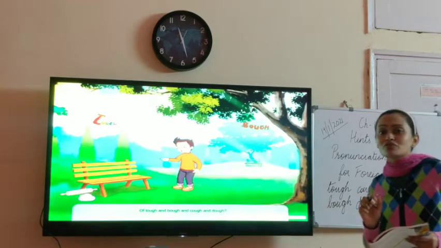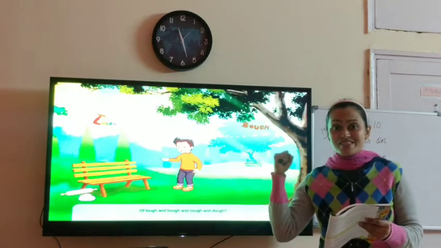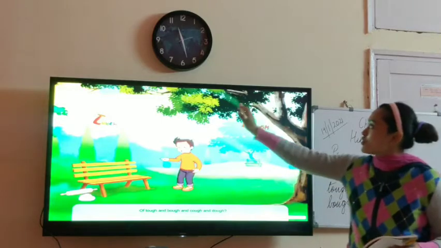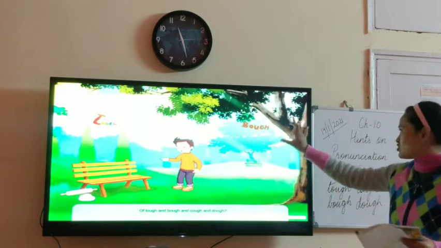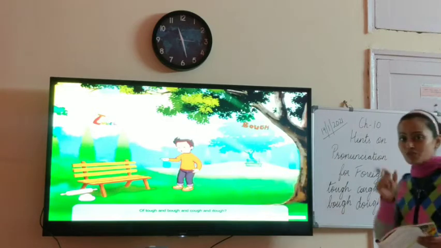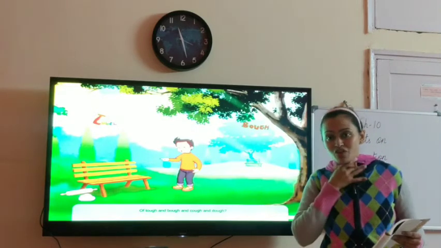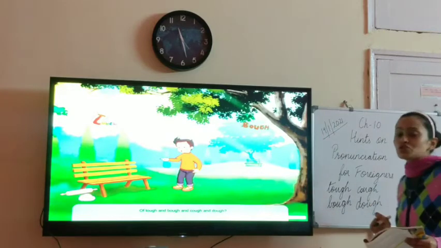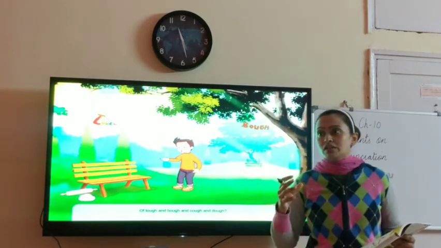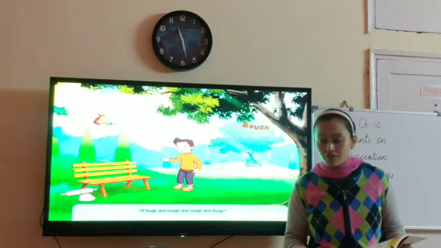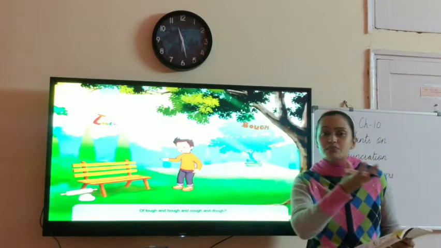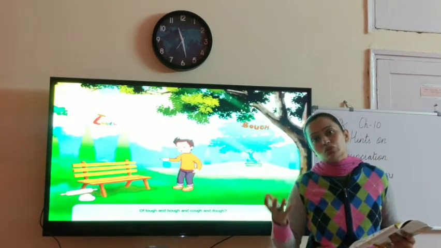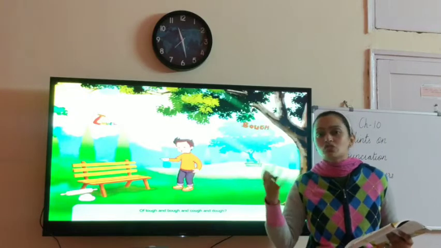Tough. What is the meaning of tough, children? Strong. What is the meaning of bough, children? Bough is a branch of a tree, the main branch of the tree. Cough. You know the meaning of coughing, children, when we cough, right? Then dough. What is dough, children? When your mother is preparing chapatis for you, she takes flour and mixes it with water and kneads it to make it into a dough, which is helpful in making chapatis.